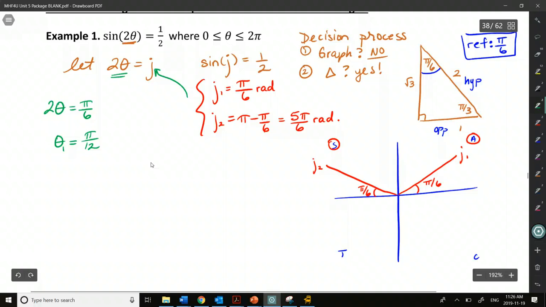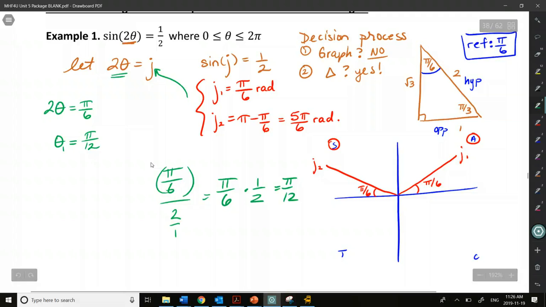We'll call that theta 1. Wait, how do you divide out 2 if pi over 6 is already a fraction? So if I have pi over 6 over 2, think of that as 2 over 1, and then I'll have pi over 6 times 1 over 2, and that gives me pi over 12. Okay, I'm not going to show that math. I trust that you guys can do the flip and multiply.